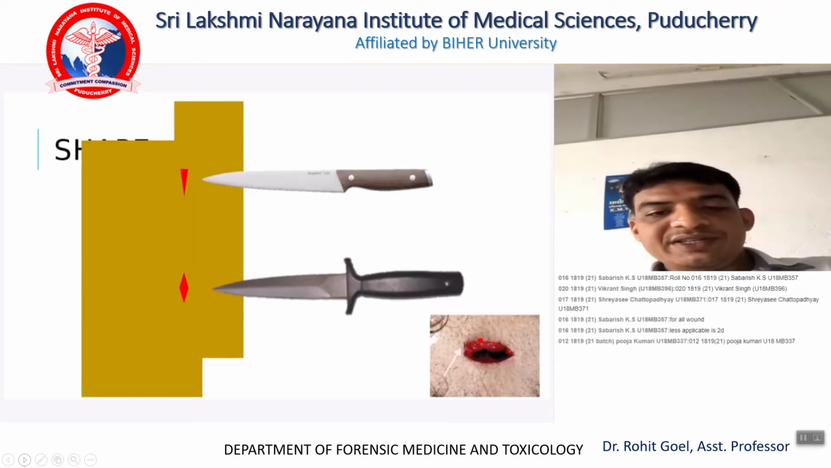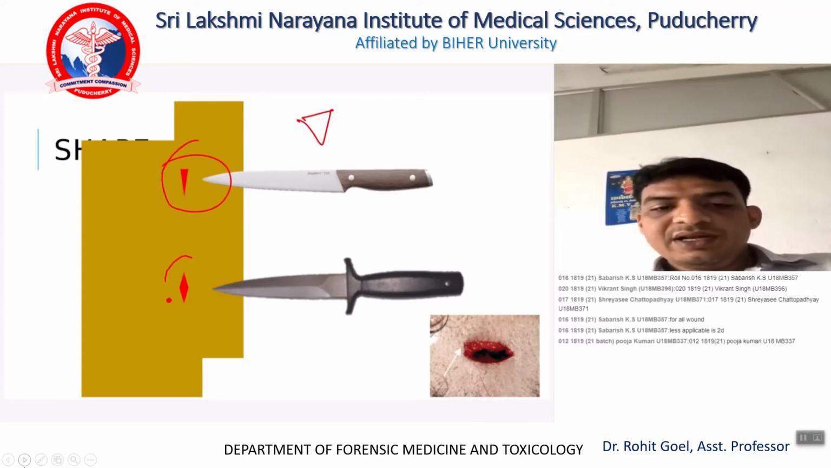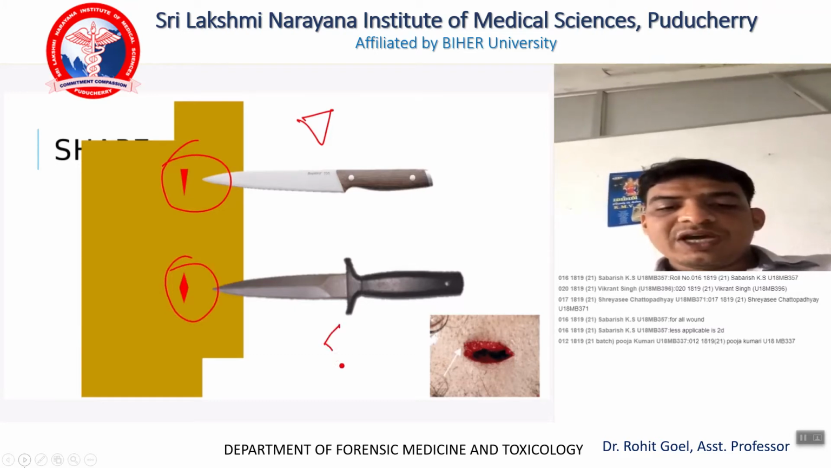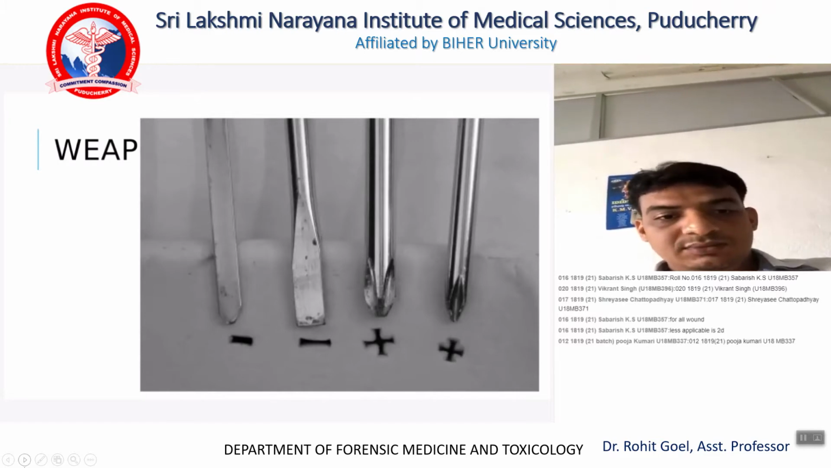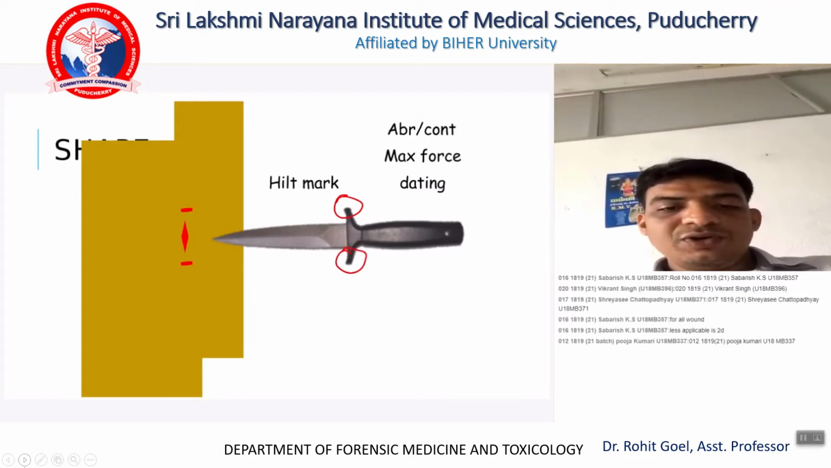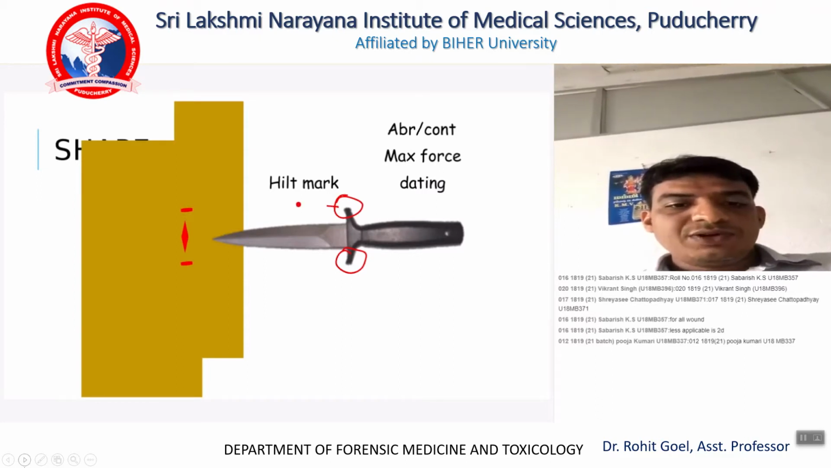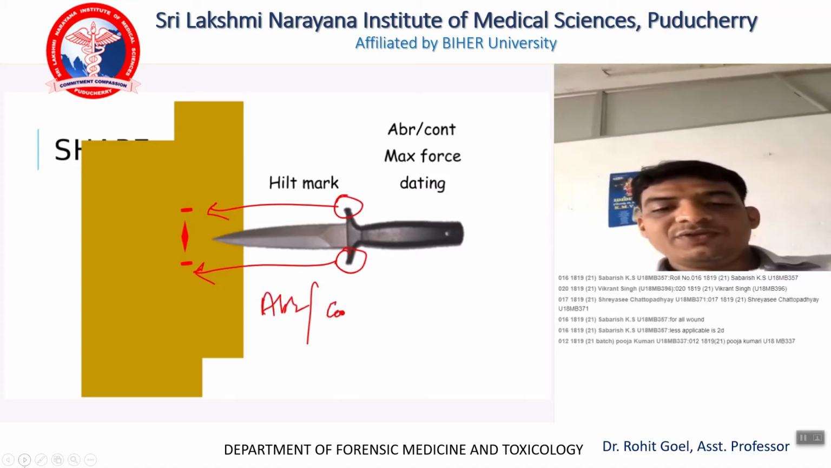Then we looked at different shapes of the wound that are possible. A single-edged knife will cause cutting at one end, sharp at the other. A double-edged knife will produce sharp ends at both sides. Then different weapons which could produce the same. Then hilt mark: when the force is extra high, it will cause full penetration and maximum force, so it will cause an impression of the hilt on the skin. It can be in the form of an abrasion or it can be in the form of a contusion.